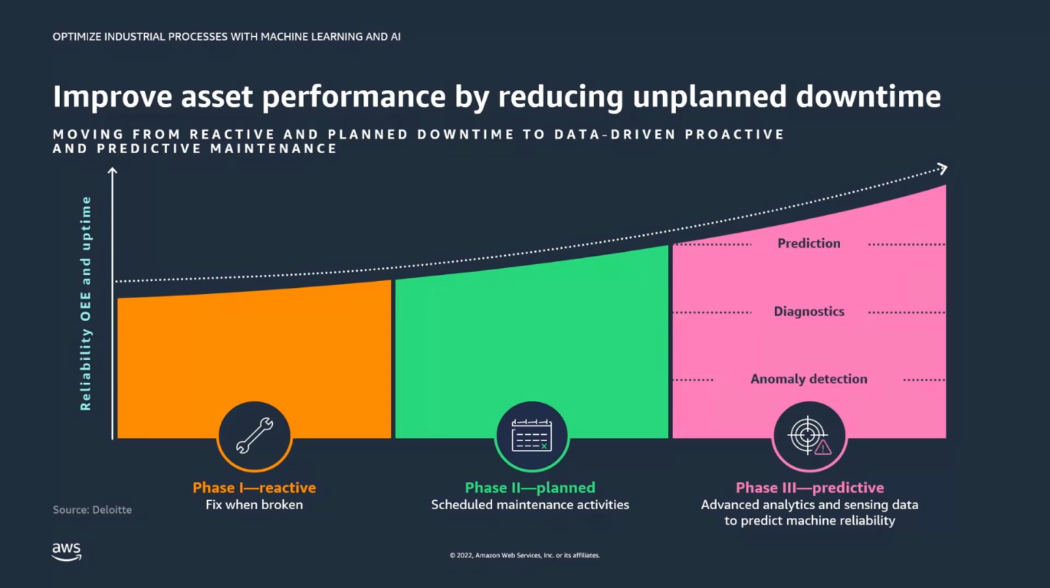And then that third phase is predictive maintenance, which is advanced analytics and sensing data to predict machine reliability. This means that we're looking at detecting anomalies, diagnosing the root cause, and then predicting the remaining useful life of that asset. And moving from a reactive or a planned model to a predictive model has significant upside for customers.